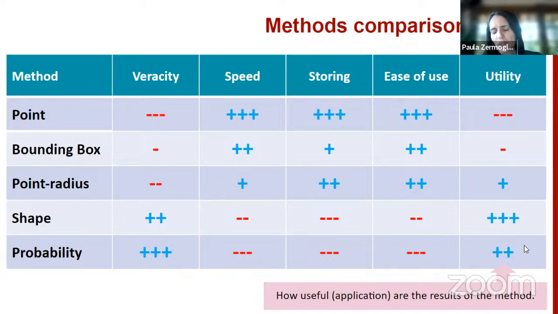And here the probability method we're saying is a little less useful, because of how it is built and its ease of use, it is complicated to apply to many applications. Sorry for the redundancy there. So with this table comparing all methods, which method do we choose? Well, we try to balance all these different characteristics. And based on that balance, we're going to focus in this course on the point radius method.